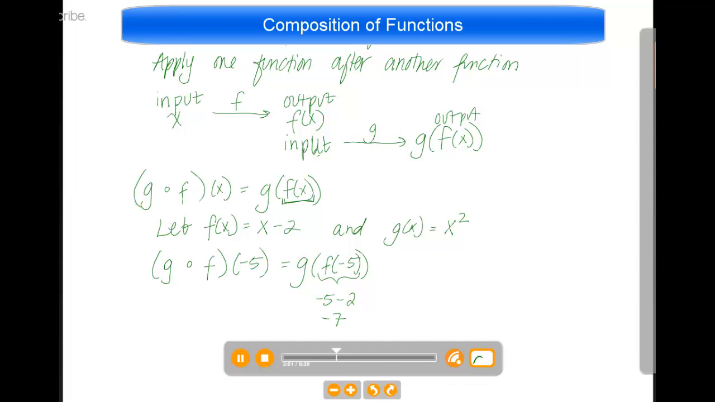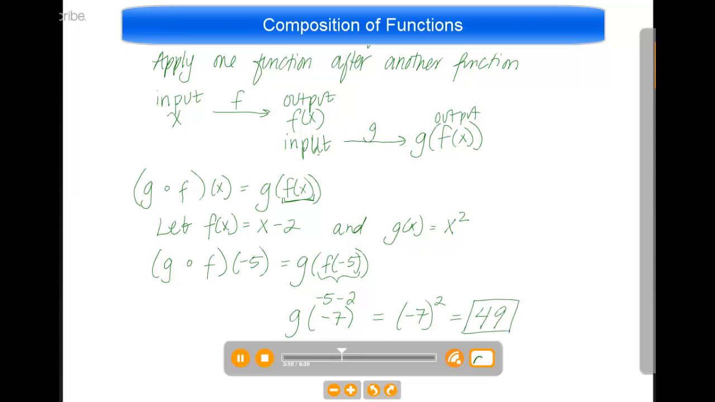So now we had g of negative 7. Negative 5 minus 2 gave us the negative 7. We're using that output as our input for g. G of x says take your input and square it. So what we really now want to do is negative 7 squared. We're applying each rule. And we get 49. So g of f of negative 5 equals 49.